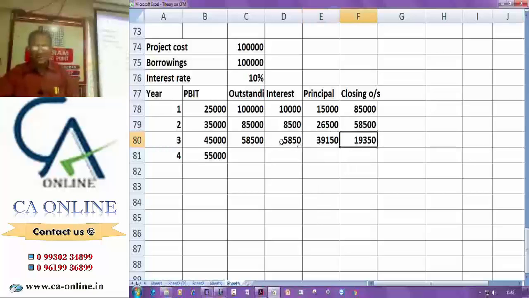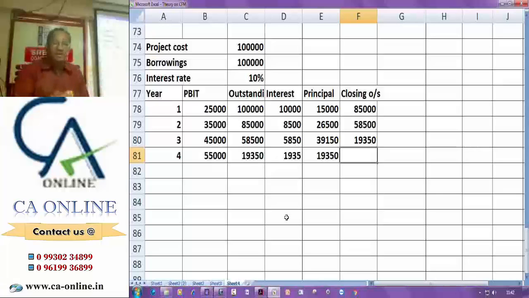19,350 outstanding. How much is the interest? Principal? Say, that is what I told. You are all very innocent. I said you are all innocent because I knew. Because, please understand, after paying the principal, you have to retain something for you, no? So, whatever you are having, you are just giving it to others.